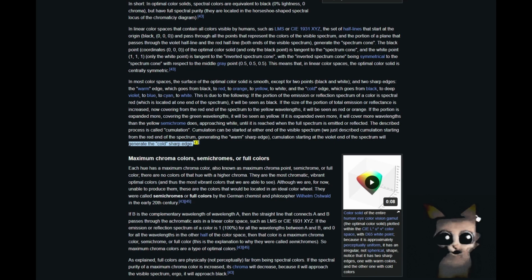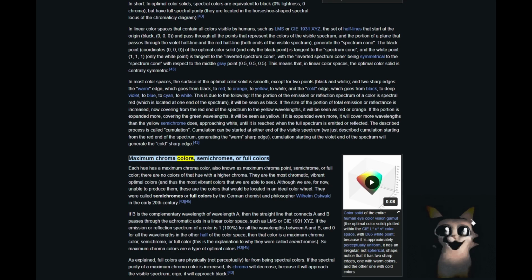43. Color solid of the entire human eye color vision gamut, the optimal color solid, plotted within the CIE L*u*v* color space, with D65 white point. Because it is approximately perceptually uniform, it has an irregular, not spherical, shape. Notice that it has two sharp edges, one with warm colors, and the other one with cold colors.